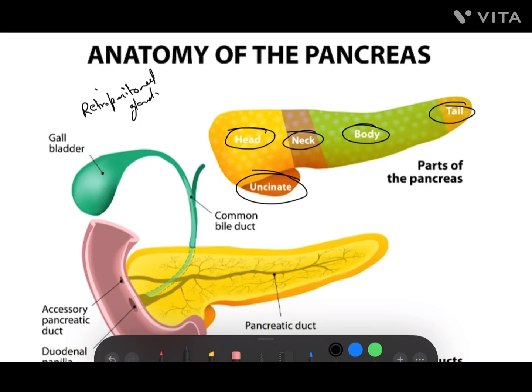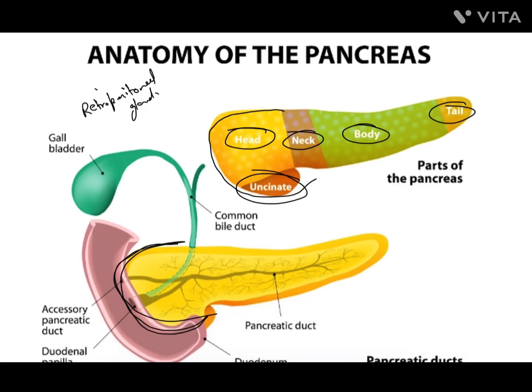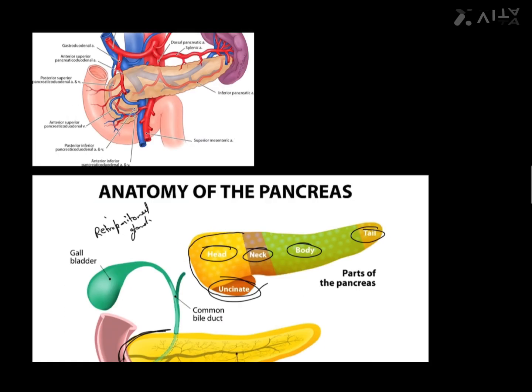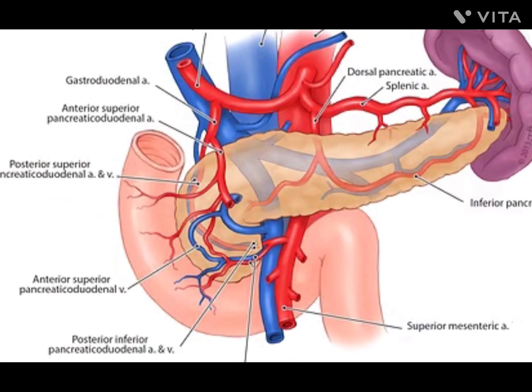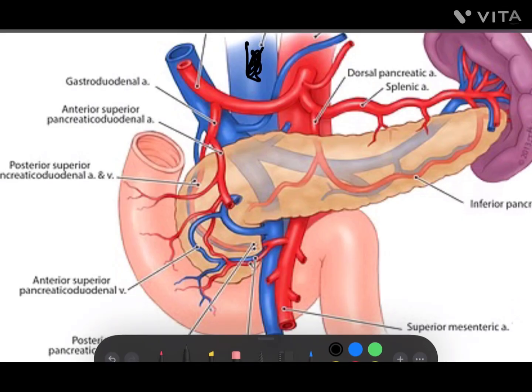The head, we can see in the C loop of the duodenum. You can see here in this image, it will be like the C loop of the duodenum. Along with that, in the posterior we can see the inferior vena cava. I'm looking for one good image, 1 minute. Yeah, so you can see here, this is the inferior vena cava. This inferior vena cava we can see posterior to the head of the pancreas, along with the right renal vessels.